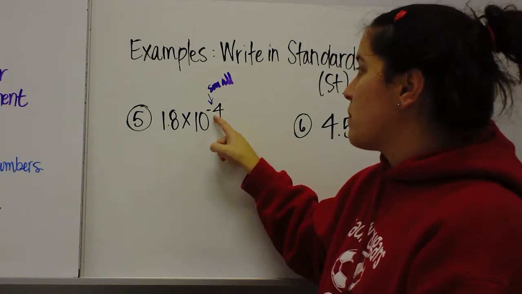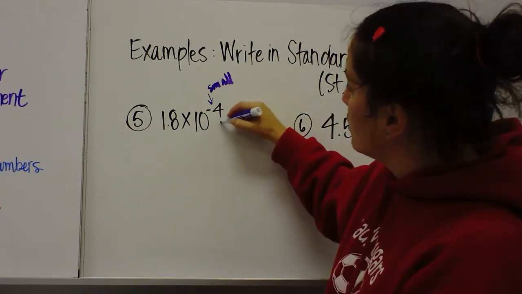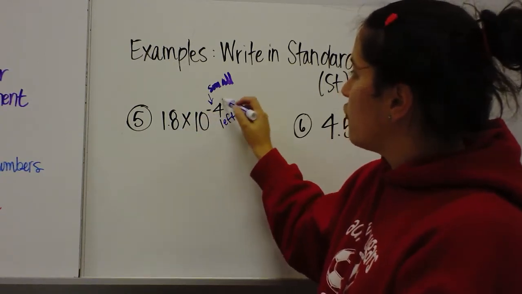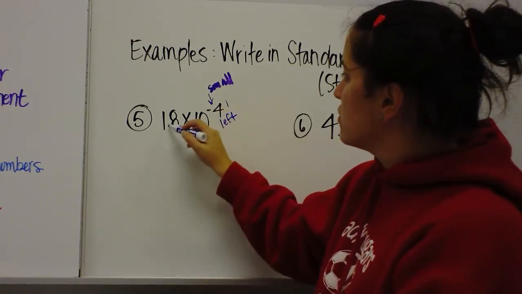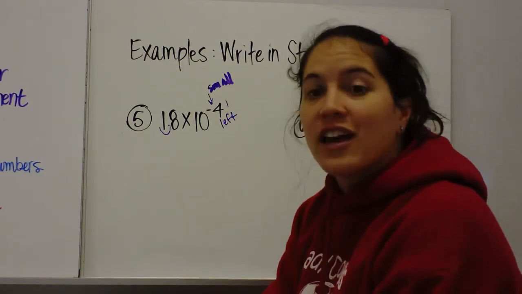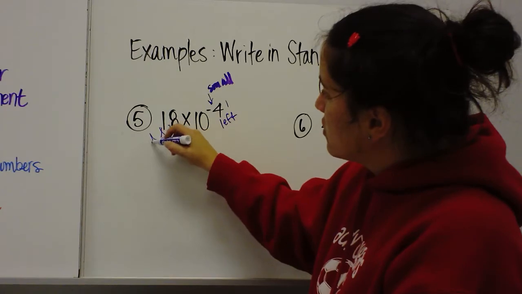Because I have a negative exponent, I'm going to move my decimal to the left. So I'm going to move it 4 spaces. So I move it once around the 1, and then I don't have any more numbers, so I have to add zeros. 2, 3, 4.